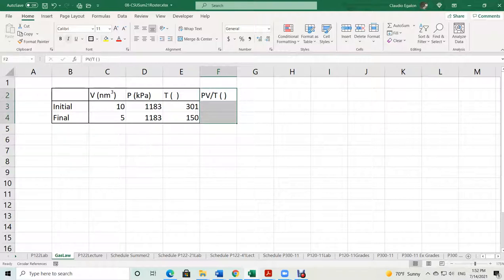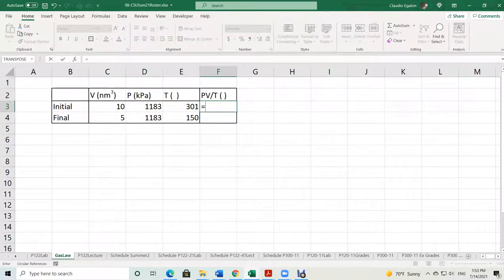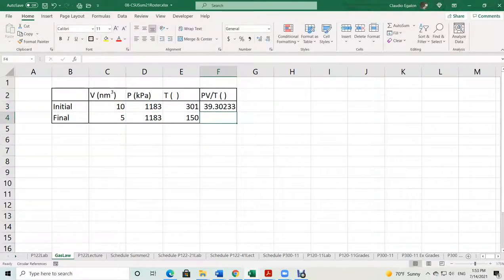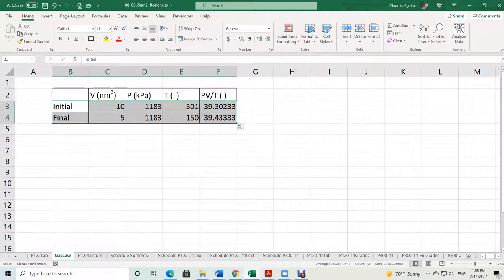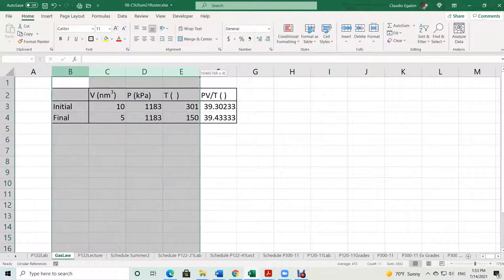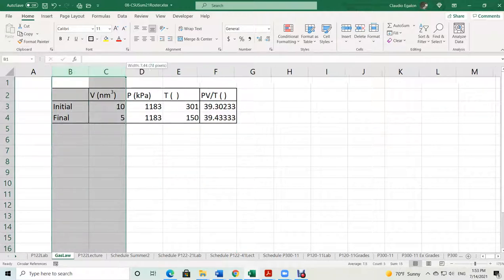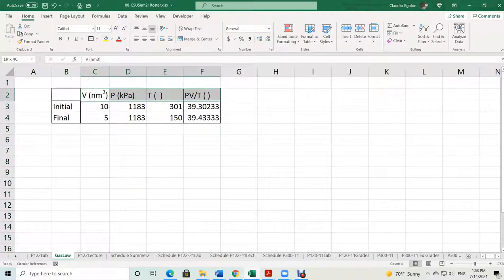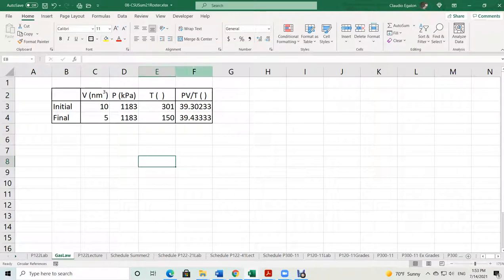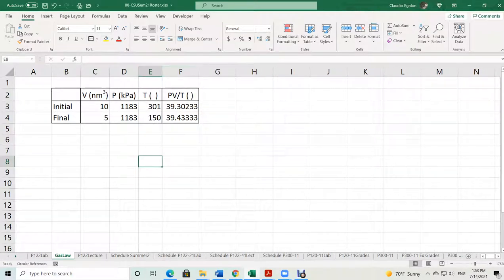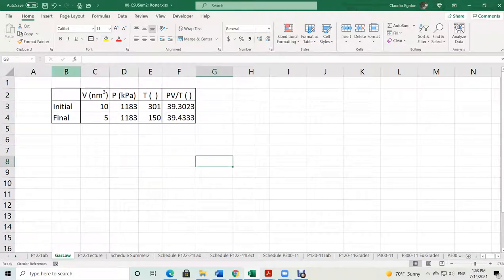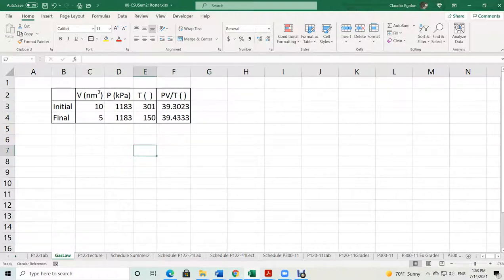I'm going to make a new column, and you write down the formula, P V over T. Let's see if they match. Here you go. Yeah, they're very close to one another. Just a small difference. Don't forget to put the unit here. Do it like that in your lab report. Like that.